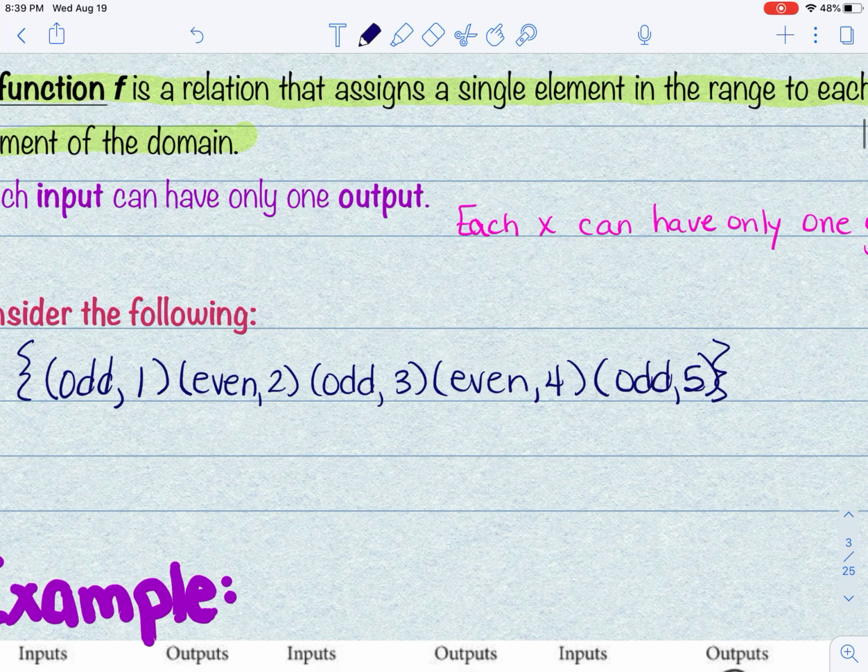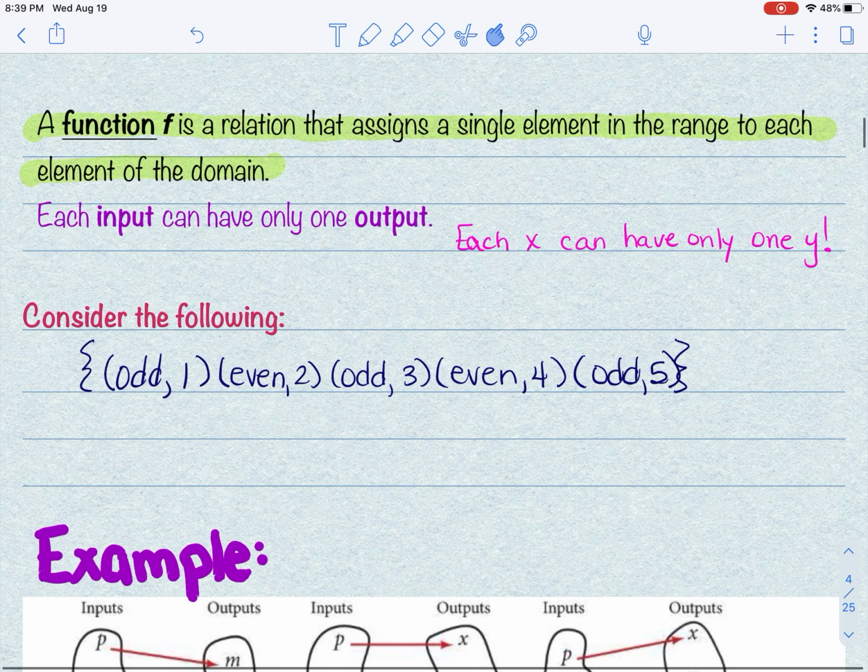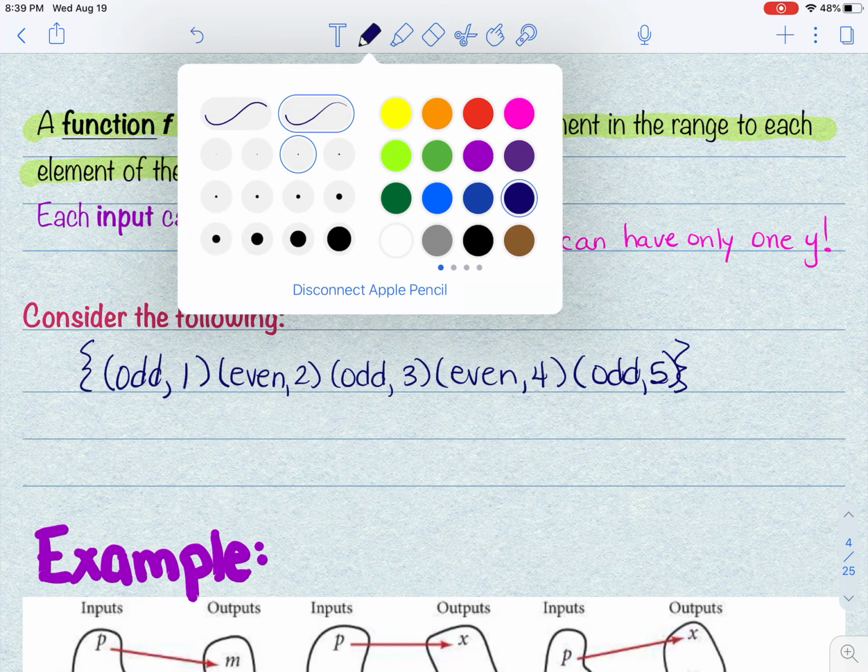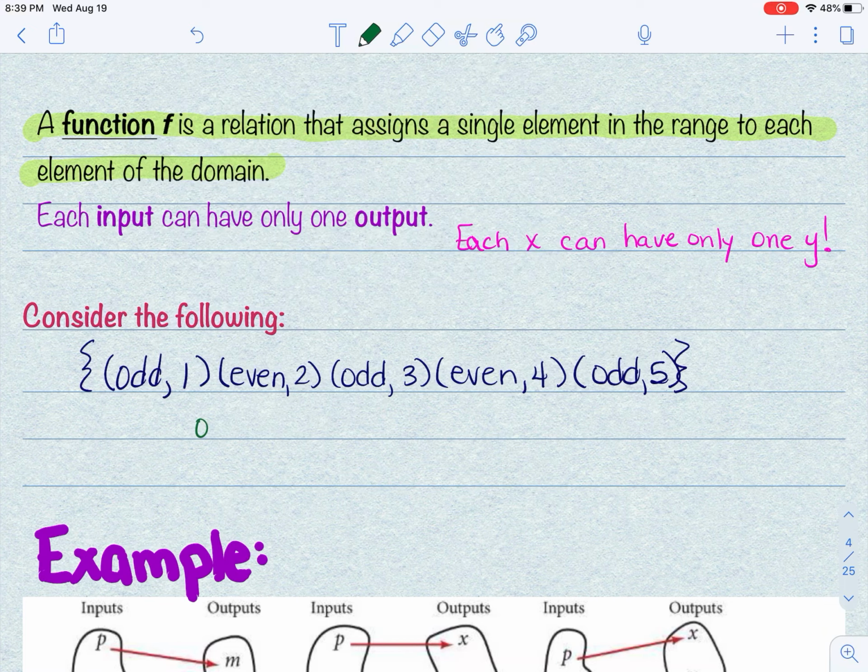So in this case, each element in the domain is assigned to multiple elements in the range. Look at it this way. The word odd, it was attached to 1, 3, and 5. So it got associated with 3 different y's, 3 different output variables. The word even, it's associated with 2, 4, and 5.